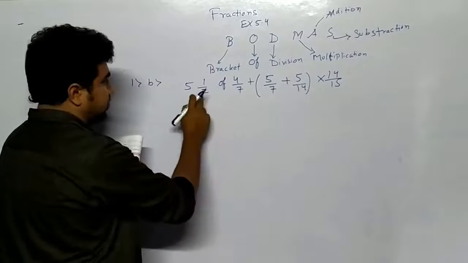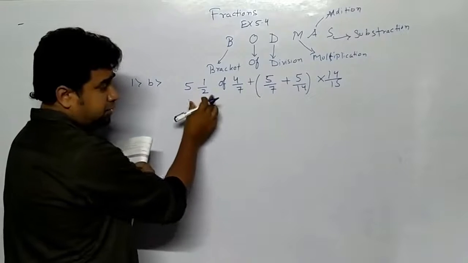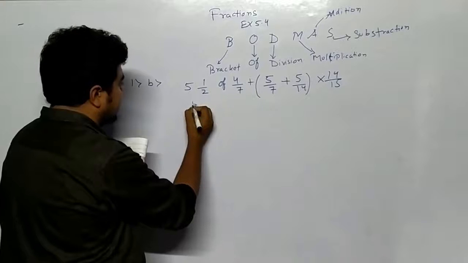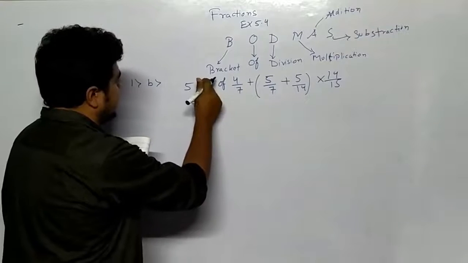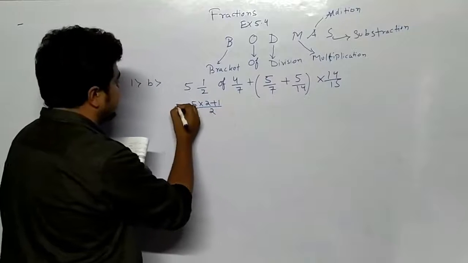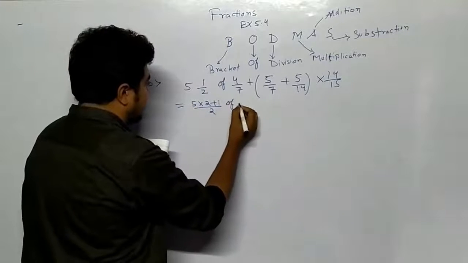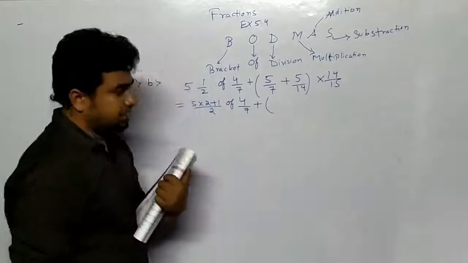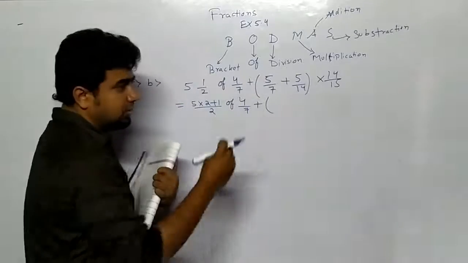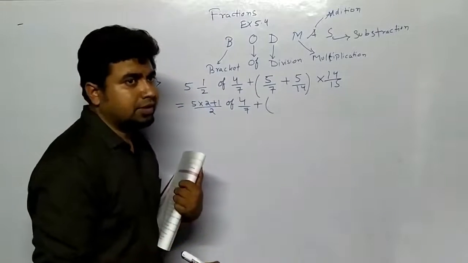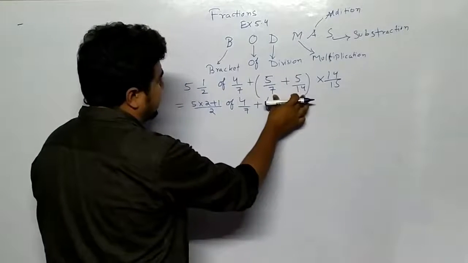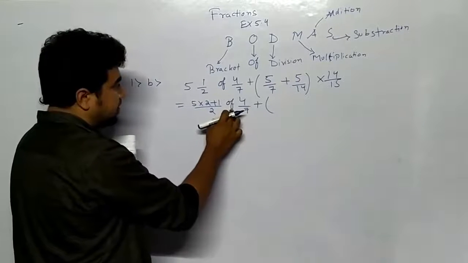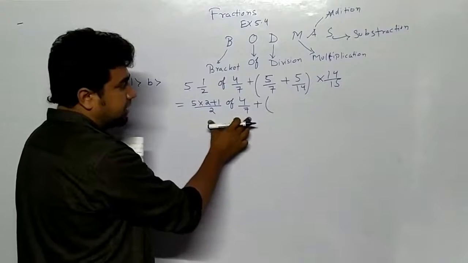First you can see that this is a mixed fraction. You can convert it: 5 into 2 is 10, and 10 plus 1, this numerator, divided by 2. This has been converted into an improper fraction, of 4 by 7 plus. Now you have to solve this part. Why is the BODMAS rule applicable? You have to give preference to the bracket part first, then the of part. The of sign is present between this number and this number, so this part has to be evaluated.